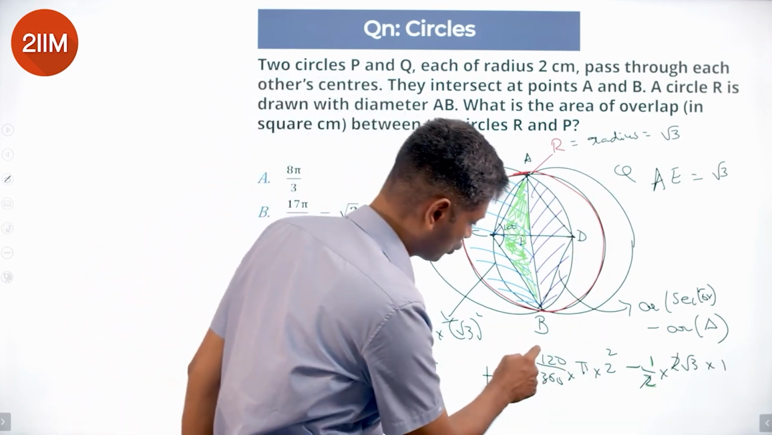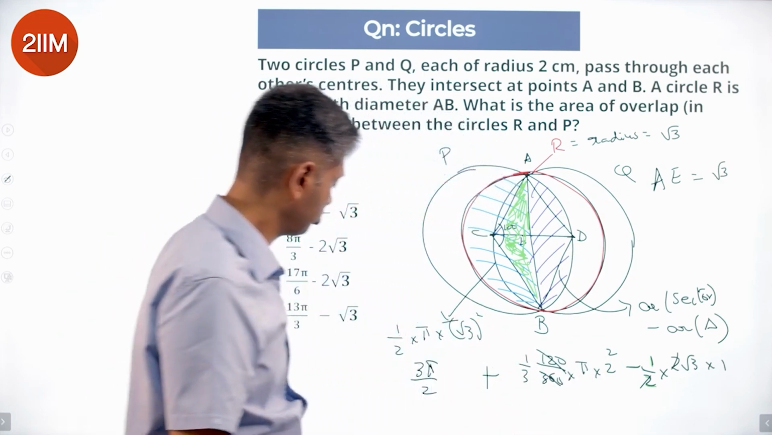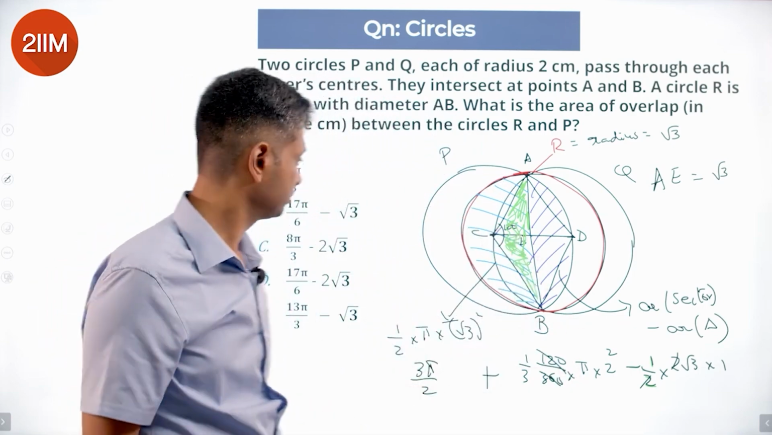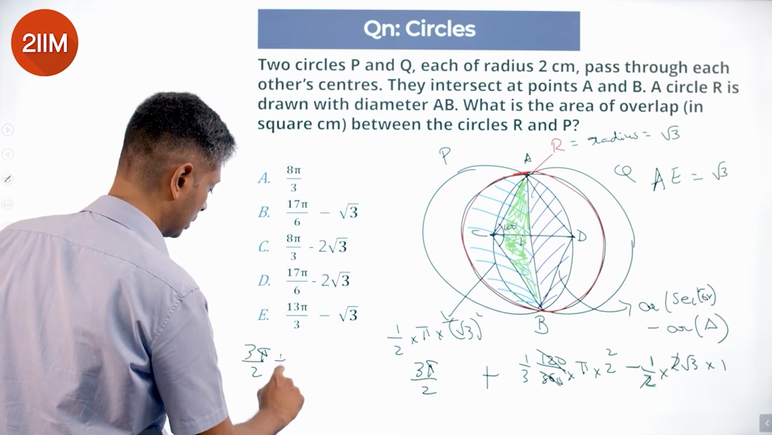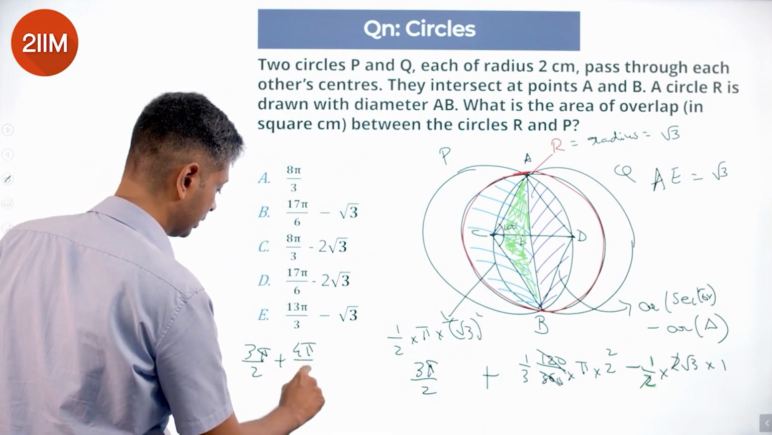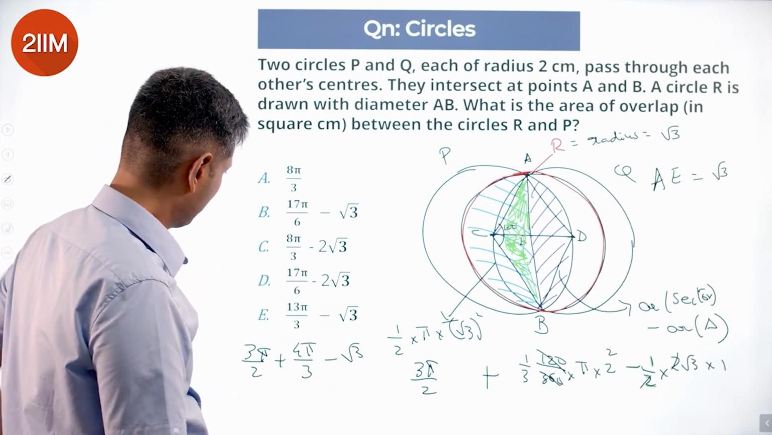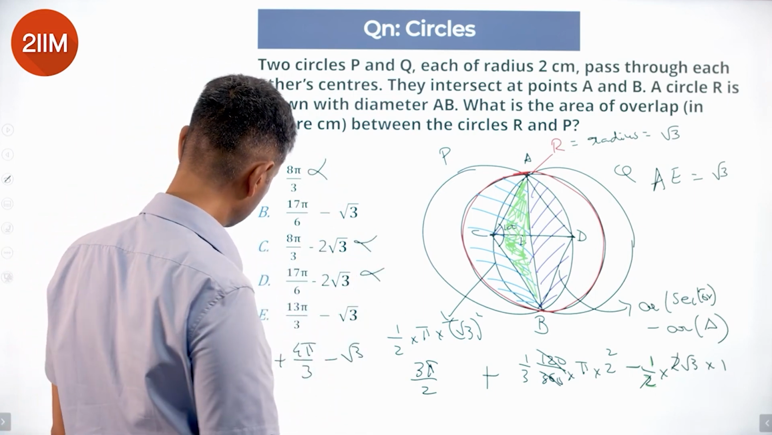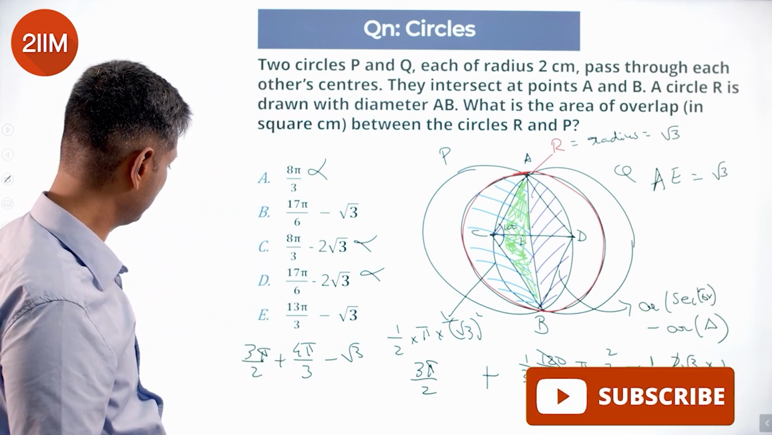120 by 360 is 1 by 3. So this is 3 pi by 2 plus 4 pi by 3 minus root 3. This is a minus root 3. So we get 17 pi by 6 minus root 3, or 13 pi by 3.